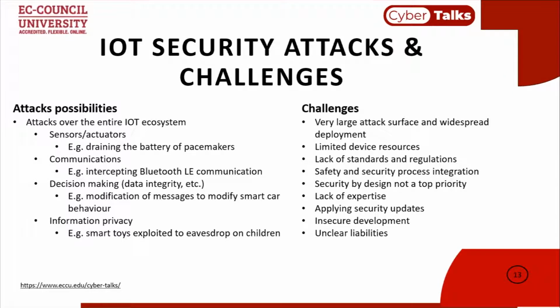All right. The next thing I want to discuss is the IoT security attacks and challenges. Attack possibilities, as we discussed, are over the IoT ecosystem. The sensors or the IoT devices can be attacked. For example, once you attack the sensor, you can actually drain the entire battery of pacemakers. The communication is not just limited to LAN, Wi-Fi or Ethernet. It is also related to Bluetooth. Some devices connect over Bluetooth, so attackers can intercept the Bluetooth traffic. Data integrity is a big concern. If the data is being tampered with along the way, that can affect the entire decision-making process. Information privacy is a concern, as in the simple example of the toy app that I was showing you, which basically eavesdropped on the children. This was big news.